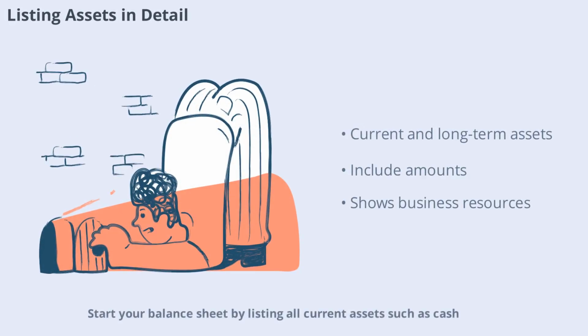Start your balance sheet by listing all current assets such as cash, accounts receivable, and inventory. Next, add long-term assets like property and equipment. For each asset, include the amount as of the reporting date. This detailed listing gives a comprehensive view of what your business owns and its ability to generate future income.